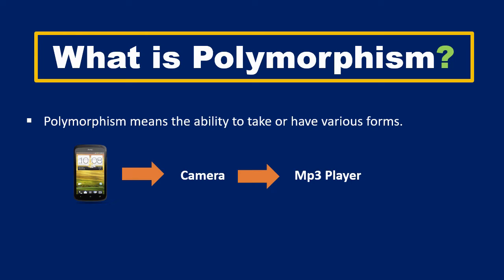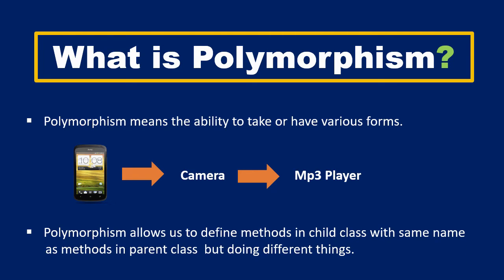In Python, polymorphism allows you to define methods that are present in the parent class. It allows you to define the same method with the same name in the child class, but the methods in the child class will do different things. So you can define methods in the parent and the child class to have the same name, but they do different things. So that again is an example of polymorphism.